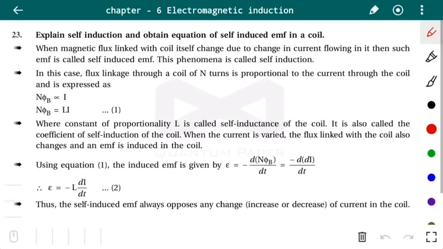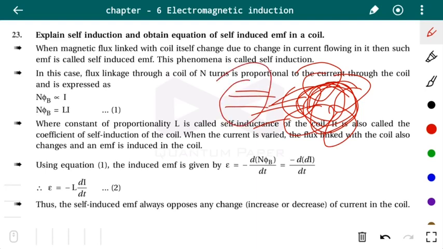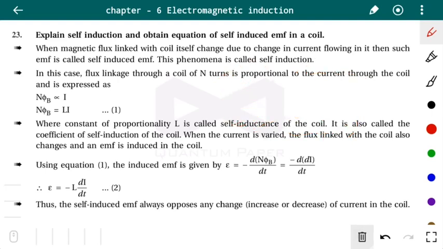Students, we already know the concept, right? When the current is flowing in the coil, at that time the magnetic field is generated around it. When we change this current, there will be a change in the magnetic field, and thus the magnetic flux linked with the other coil also changes. Due to that, an EMF is produced, which is called the induced EMF.